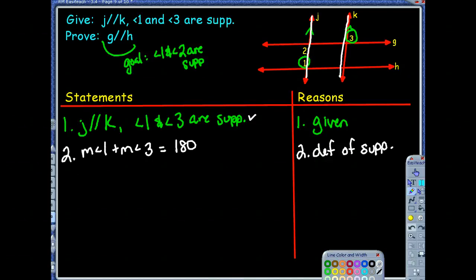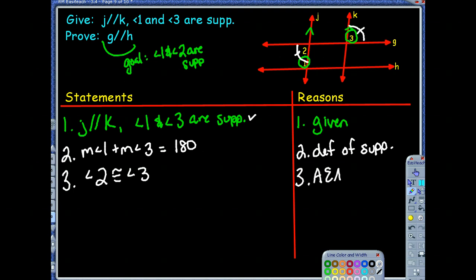I'm going to go ahead and unscribble my picture so we can refer to it later. But yes, angle 2 and angle 3, because we know these lines J and K are parallel, we do know that those are what? Congruent. So angle 2 is congruent to angle 3. And the reason? AEAT. And it's not the converse, because you're given parallel, you're proving something about the angles.